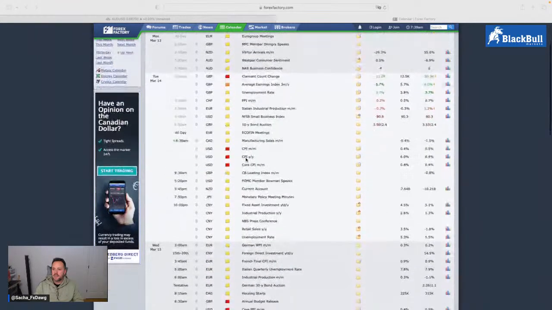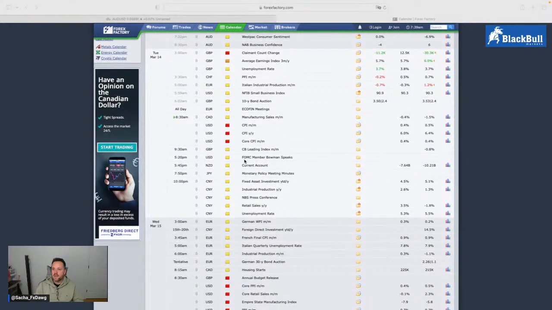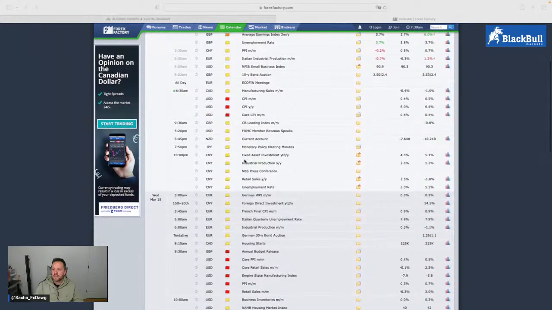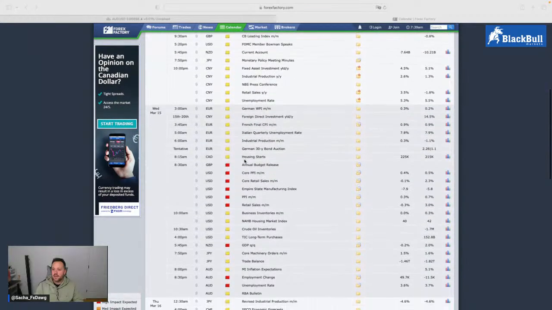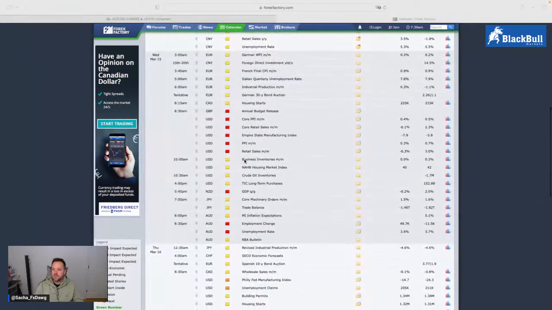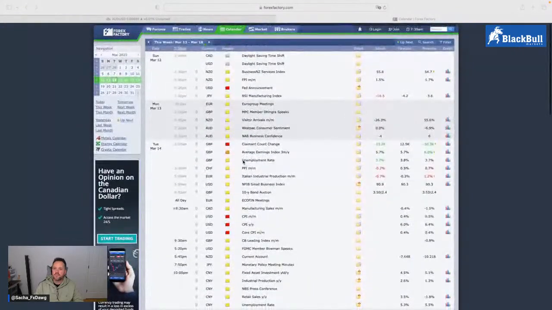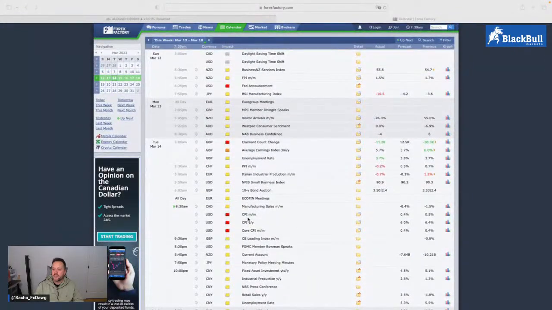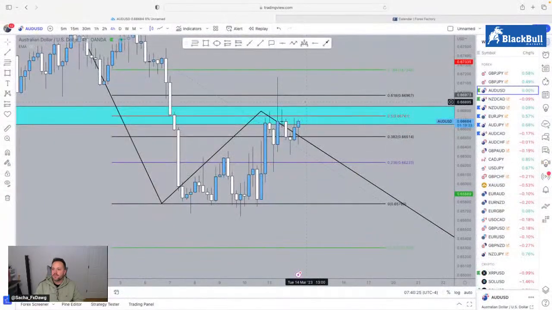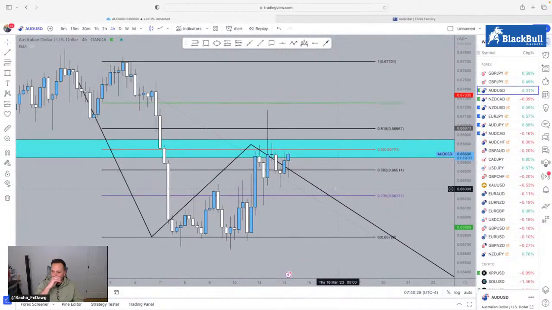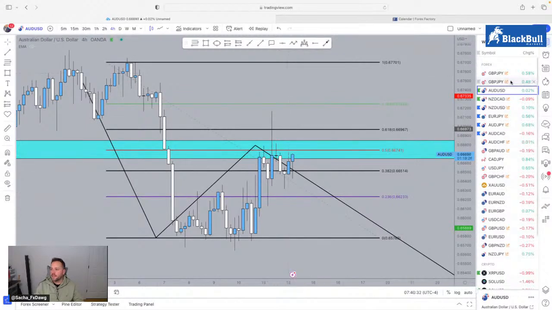So Tuesday we got CPI for the US. Tomorrow we got PPI. We got employment for AUD. There's a pretty crazy schedule, but CPI should be pretty insane today. So I was actually looking for a trade for AUD USD, but I guess I'm gonna wait. But anyways, let's start first.